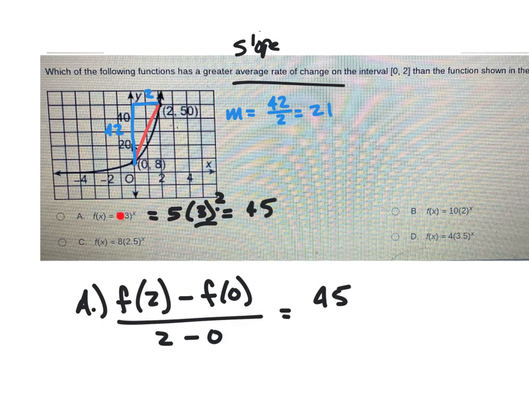So then it's 1 times 5, which is just 5. And that's your initial value. It's really easy when you plug in 0 into these functions: you just get the number that's out front. That's your initial value. So 45 minus 5 over 2 gives us 40 over 2, which is 20. So this slope here is not it, this one's larger. We're looking for something that has a larger slope.